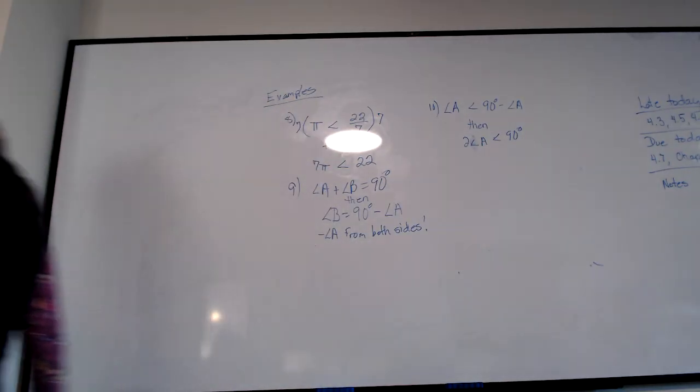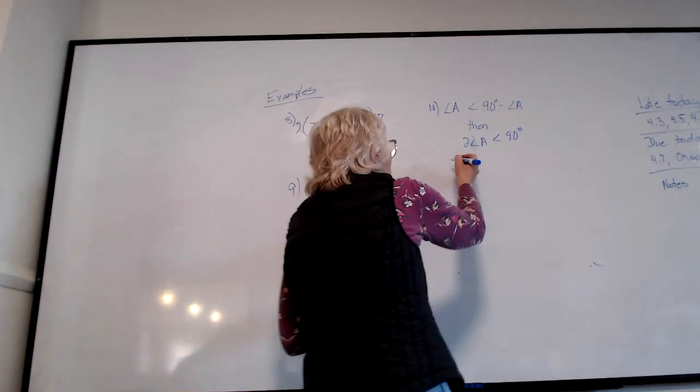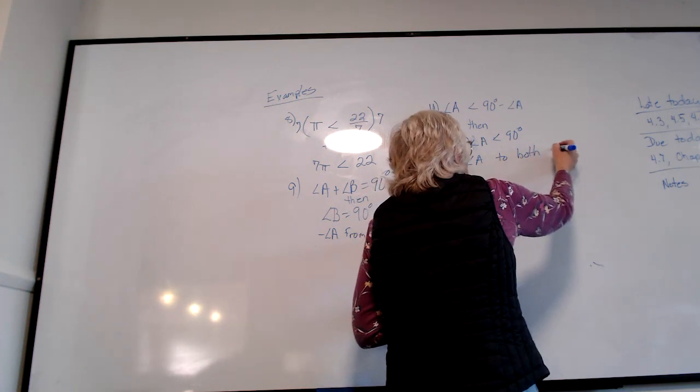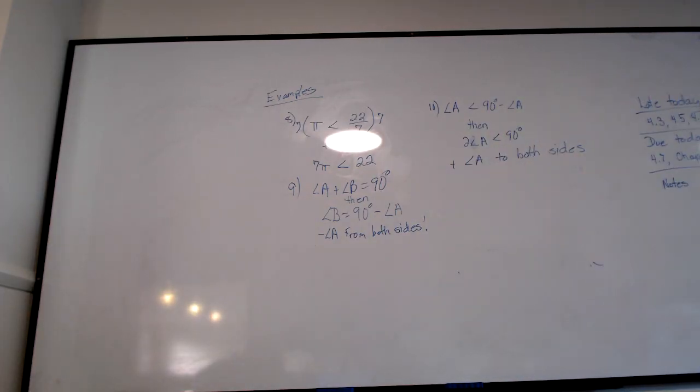What did I actually do on that problem to get that statement? Look at that carefully. How did I get from angle A is less than 90 degrees minus angle A to 2 of angle A is less than 90? Yes, you added angle A. I added angle A to both sides. So yes, that is true because I added the same thing on both sides of the inequality. So again, that's all you have to tell me there, is why it is true.